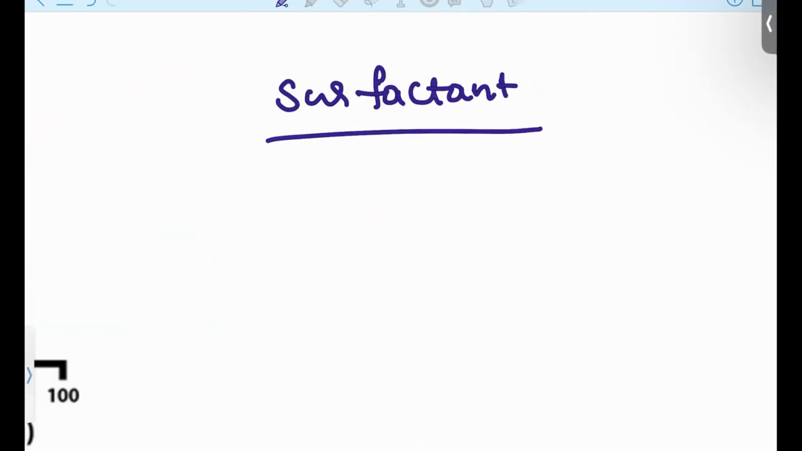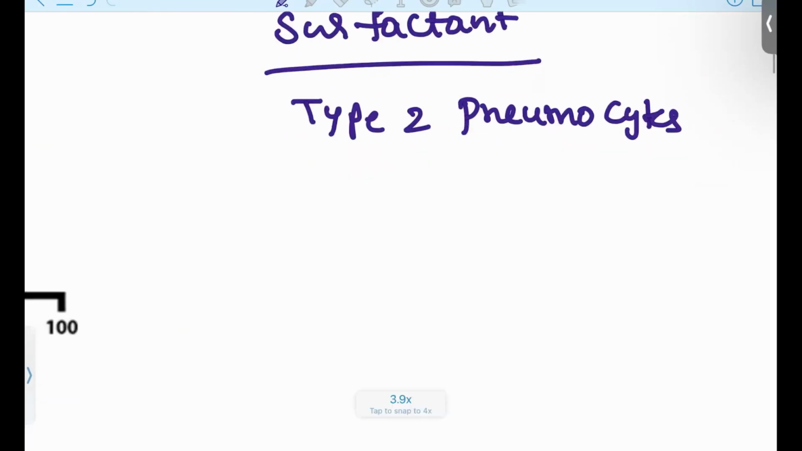And next one, in this part only, there is a question commonly asked on the surfactant. Surfactant, we all know, is important and produced by your type 2 pneumocytes, right? Type 2 pneumocytes. And why is the surfactant important? Because it will decrease the surface tension from the alveoli.